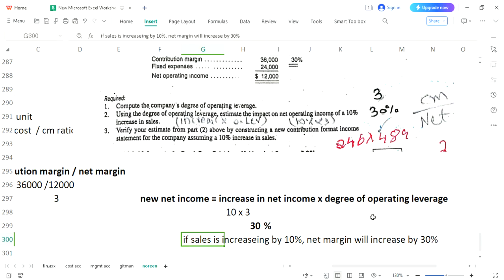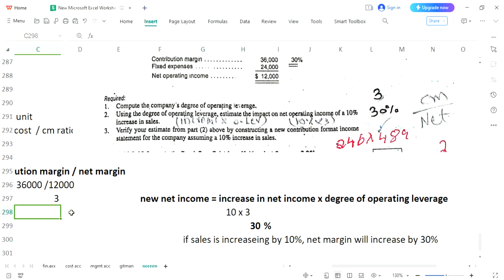This is the helpful statement. This is usable information which we have drawn from the data. Now again read it. 4 to 5 times I am requesting you to read it. What conclusion we have made? If sale is increasing by 10%, which was mentioned in the question, net margin will be increased by 30%.